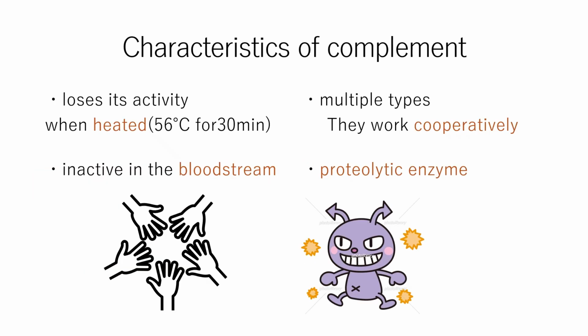The main characteristics of complement are as follows. It loses its activity when heated at 56 degrees C for 30 minutes. Multiple types exist, which work cooperatively. It is inactive in the bloodstream. Most complement components are proteolytic enzymes.